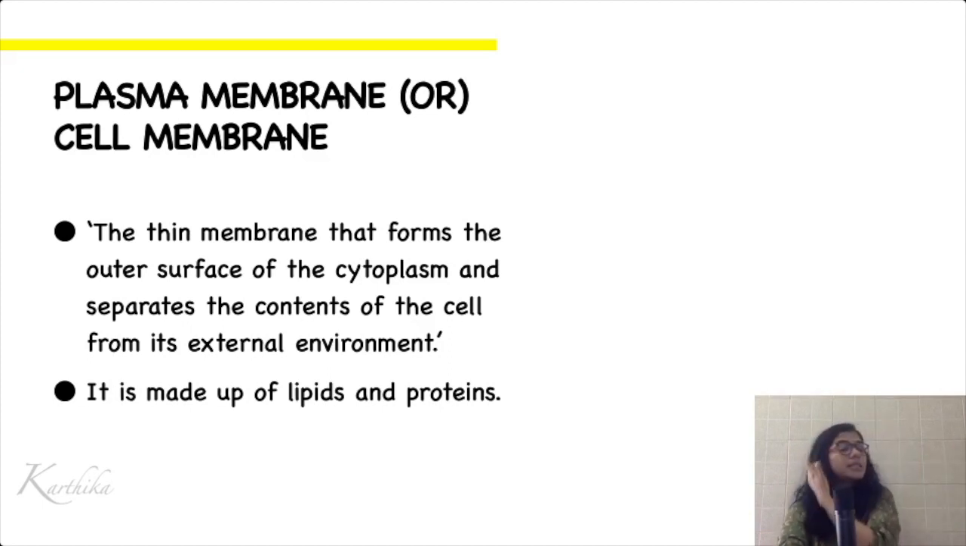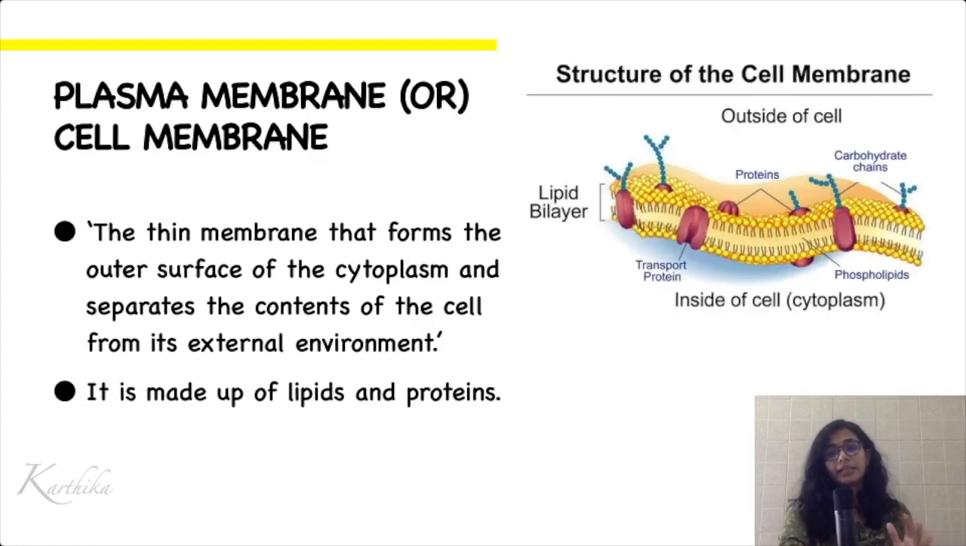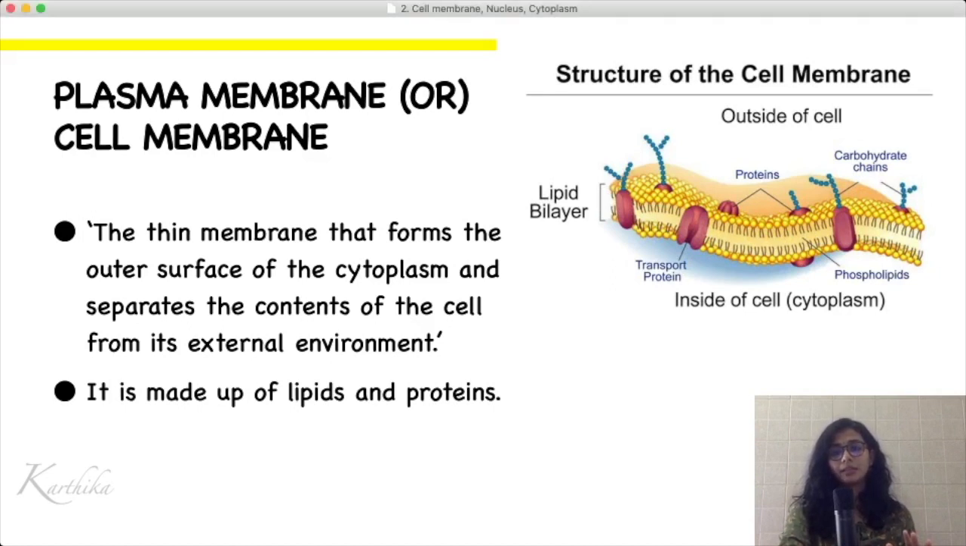So let's look at the ultrastructure of the plasma membrane. That means a highly magnified picture. So it's like this. You have two layers of lipid, the fat molecules, and then there are proteins. And these proteins are sometimes attached to carbohydrate chains. So this is the ultrastructure of the cell membrane.